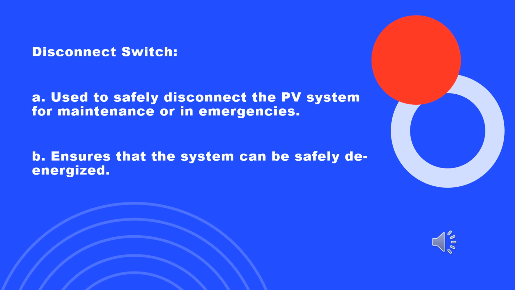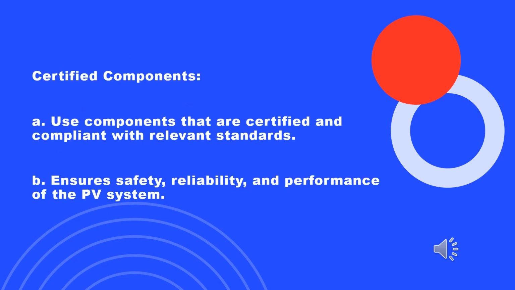Disconnect switch. The disconnect switch is used to safely disconnect the PV system for maintenance or in emergencies. It ensures that the system can be safely de-energized. Certified components. Use components that are certified and compliant with relevant standards. Certified components ensure safety, reliability, and performance of the PV system.